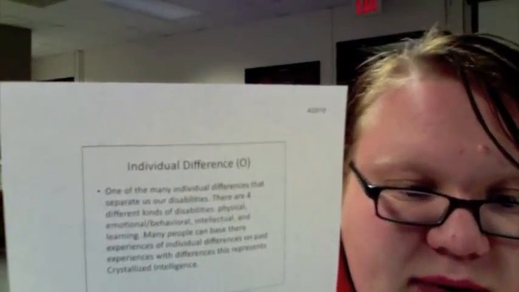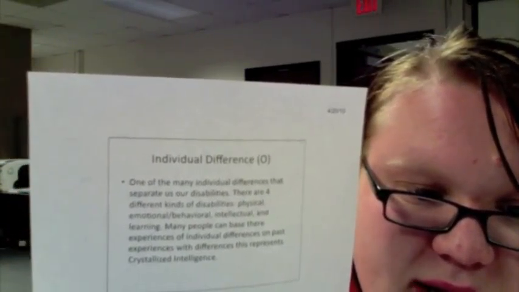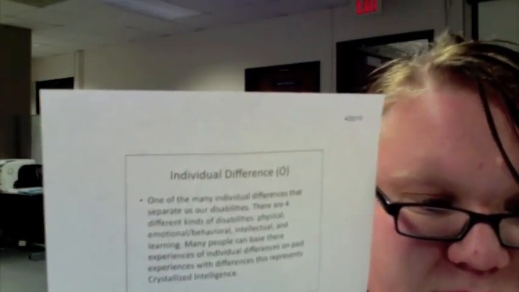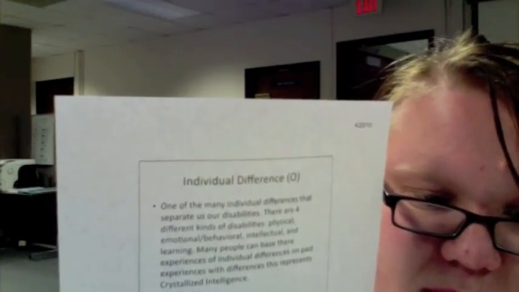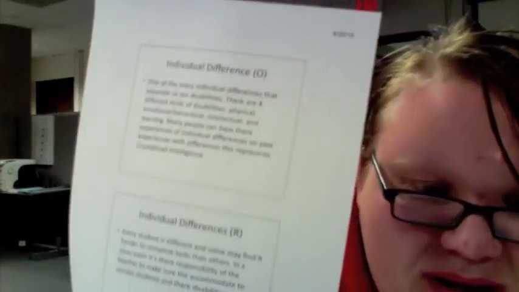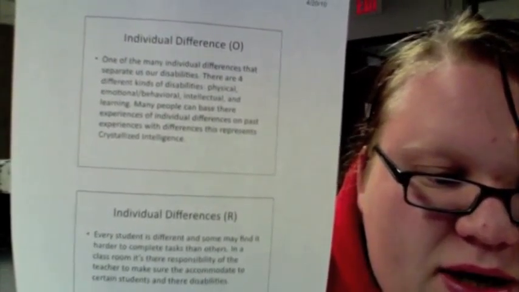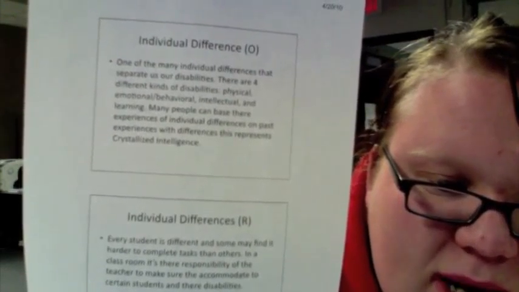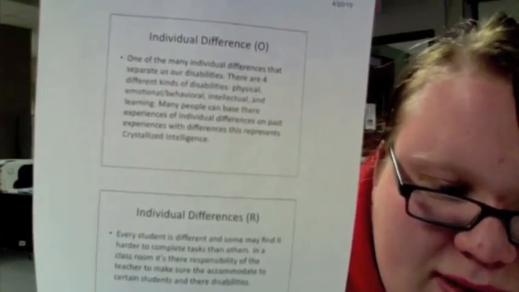One of the many individual differences that separate us are our disabilities. There are 4 different kinds of disabilities: physical, emotional/behavioral, intellectual, and learning. Many people can base their experience of individual differences on past experiences with differences. This represents crystallized intelligence. Every student is different, and some may find it harder to complete tasks than others in a classroom. It is the responsibility of the teacher to make accommodations for certain students and their disabilities.